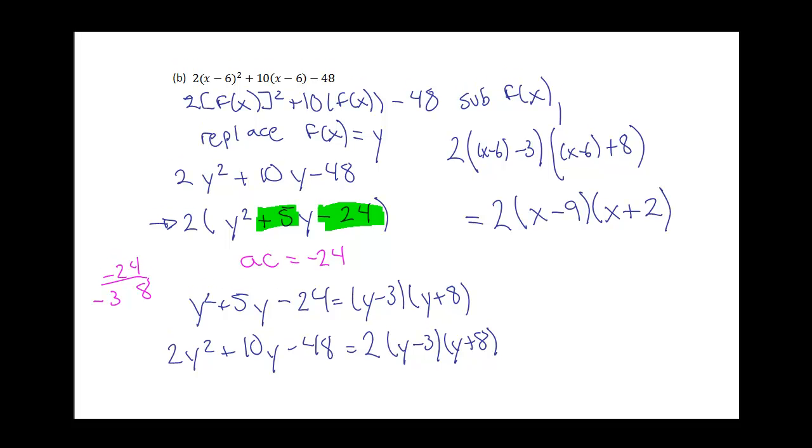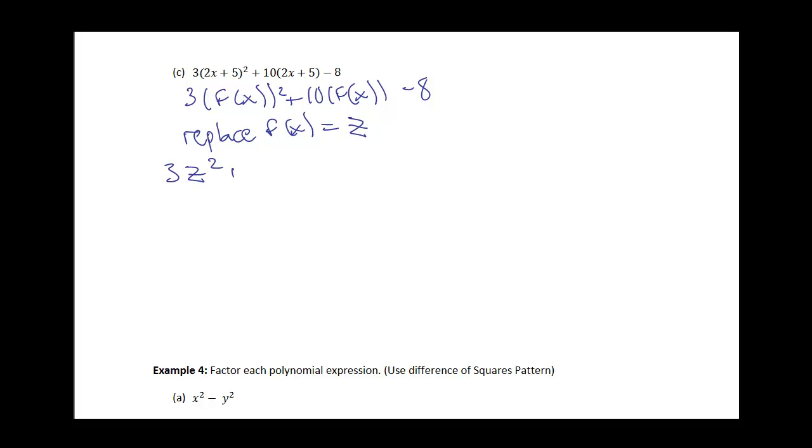Let's try another one. Part C. 3 onto 2x plus 5 all squared plus 10 onto 2x plus 5 minus 8. Yet again, we have an expression of the form 3 onto f of x all squared plus 10 onto f of x minus 8. So let's replace our f of x with another variable, say z in this case. So we get 3z squared plus 10z minus 8 as our expression.